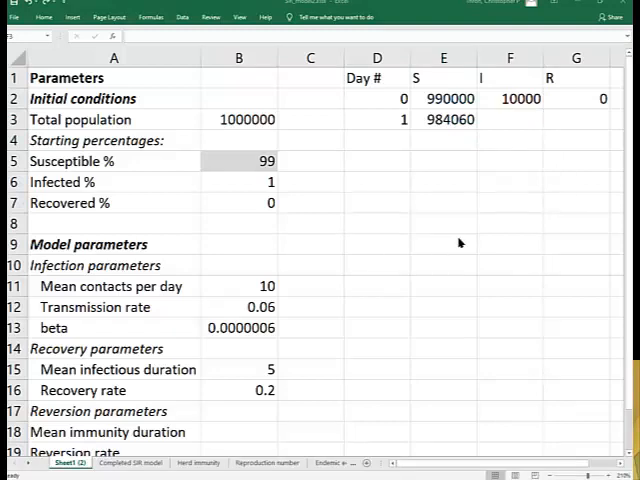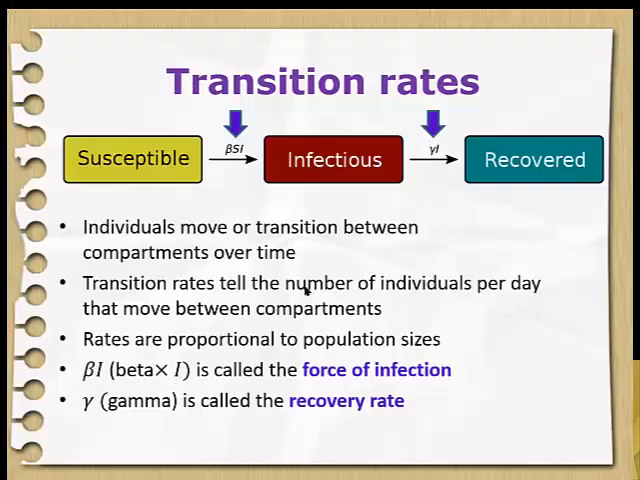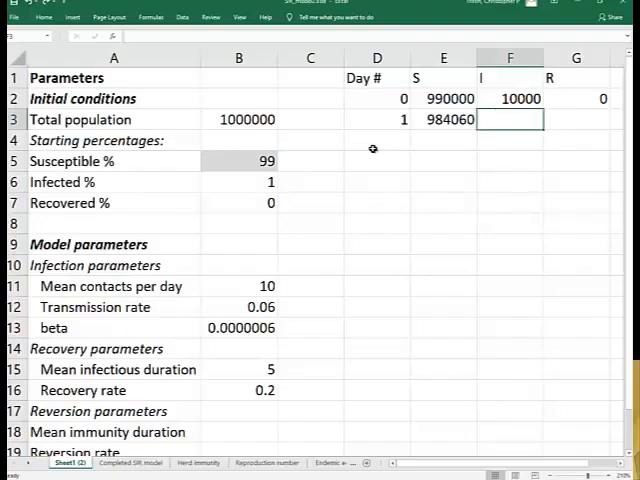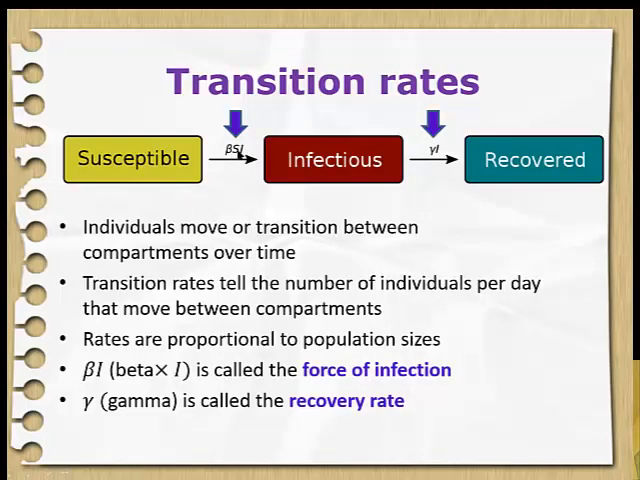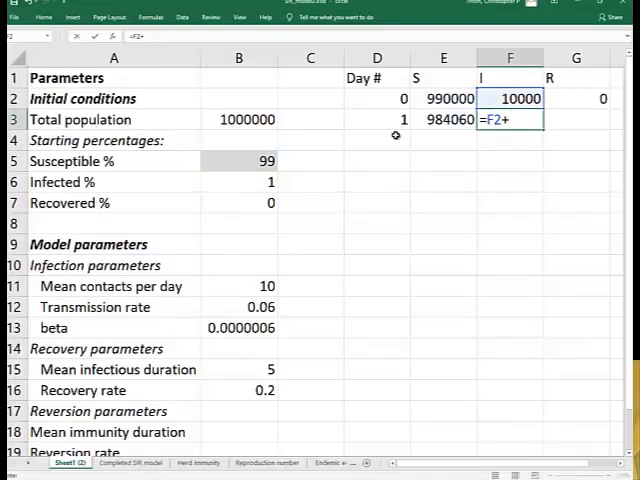All right, next I need to do my infectious. So how do I get my infectious? Let's go back and see again. Infectious would be the previous infectious plus the susceptibles that become infectious minus the infectious that recover. All right, so let's put that into my equation here. So this is going to be equal to the previous infectious plus, now what are the susceptible that become infectious? Well, just to remind you, beta times S times I.